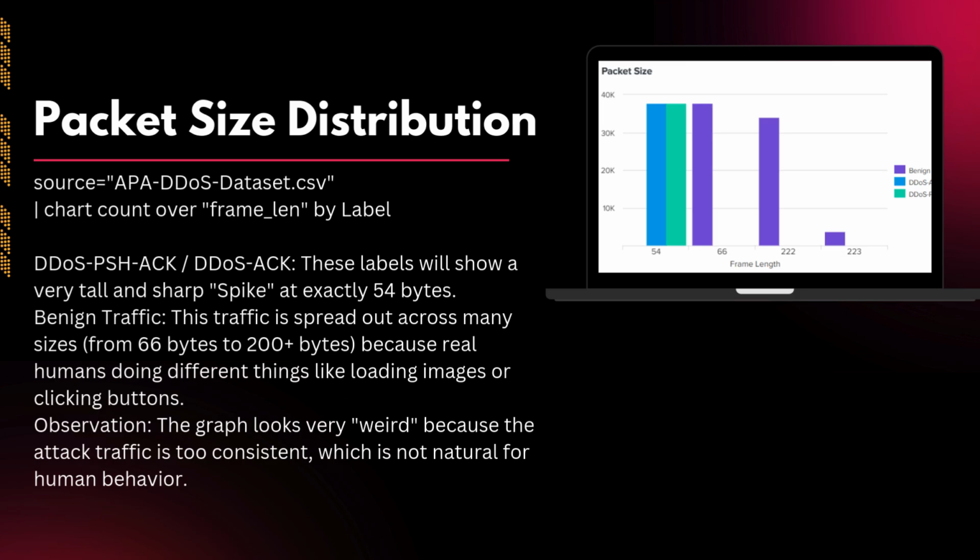Next is packet size distribution. Normal traffic usually has many different sizes, but as you can see from this chart, the attack traffic is all concentrated at exactly 54 bytes. This is the smoking gun that proves this is a botnet attack. Real humans don't send 30,000 packets with the exact same size. By knowing this 54 byte signature, we can create a very smart firewall rule to drop these packets without affecting our real customers.